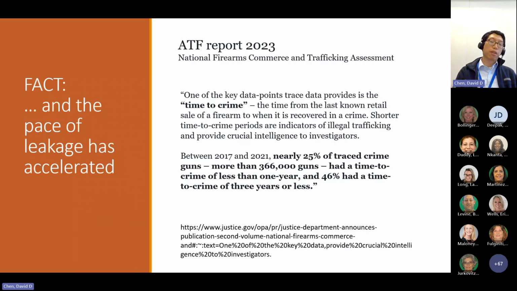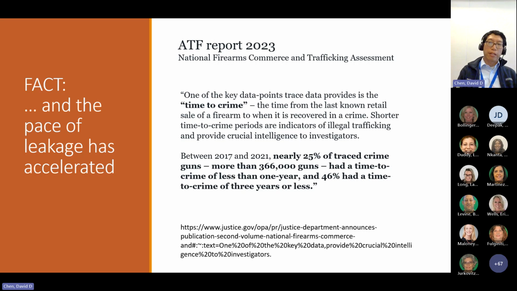And in the study, one thing they looked at was what's called a time to crime. This is when there is a firearm recovered from the scene of a crime, and they trace it back to when it was first legally purchased. That is the time to crime. When did it transfer over from legitimate purchase and ownership into essentially illicit use?